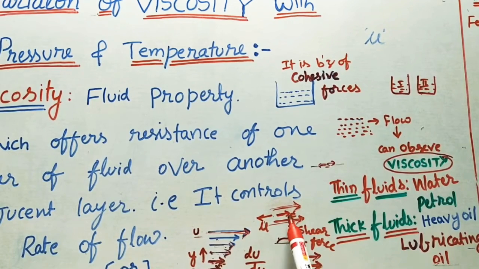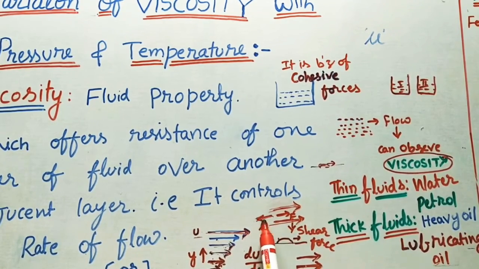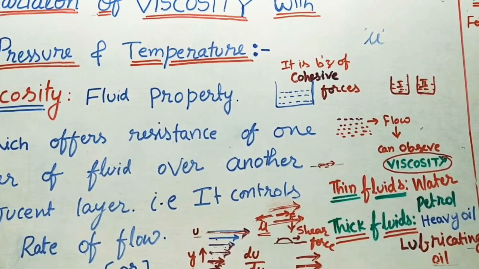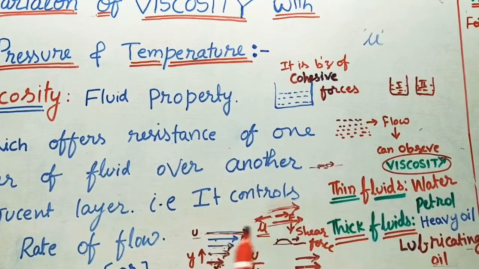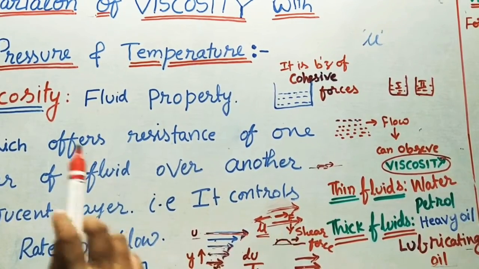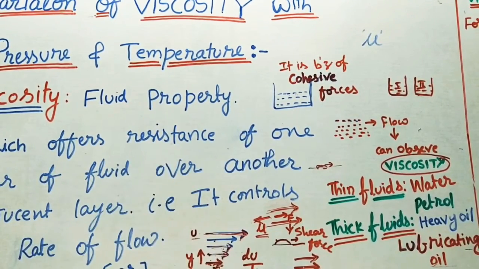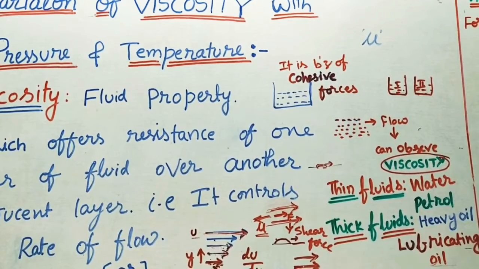Okay, so that shear force is in the direction of velocity, but because of attractive forces the viscosity is acting in the opposite direction, because I told you viscosity is resistance, we are taking resistance to the flow. Okay, so one more definition for viscosity: it is a fluid property which offers resistance to the shear force. It is one more definition of the viscosity.